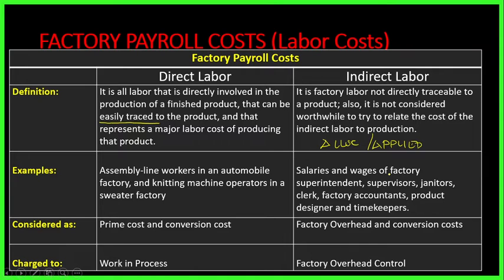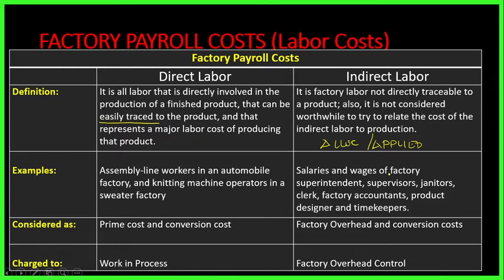What does that mean? Sometimes it is impossible to trace, or it may be traceable but it is impractical. Maybe the cost of tracing that cost is higher than the cost itself. Now we have previous examples of direct labor and indirect labor, so you just go back to that discussion.